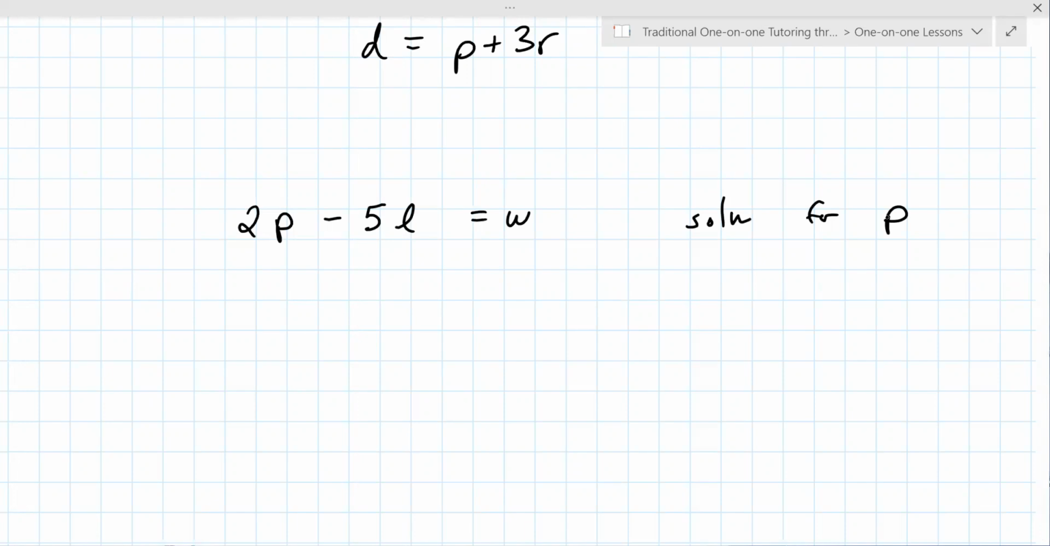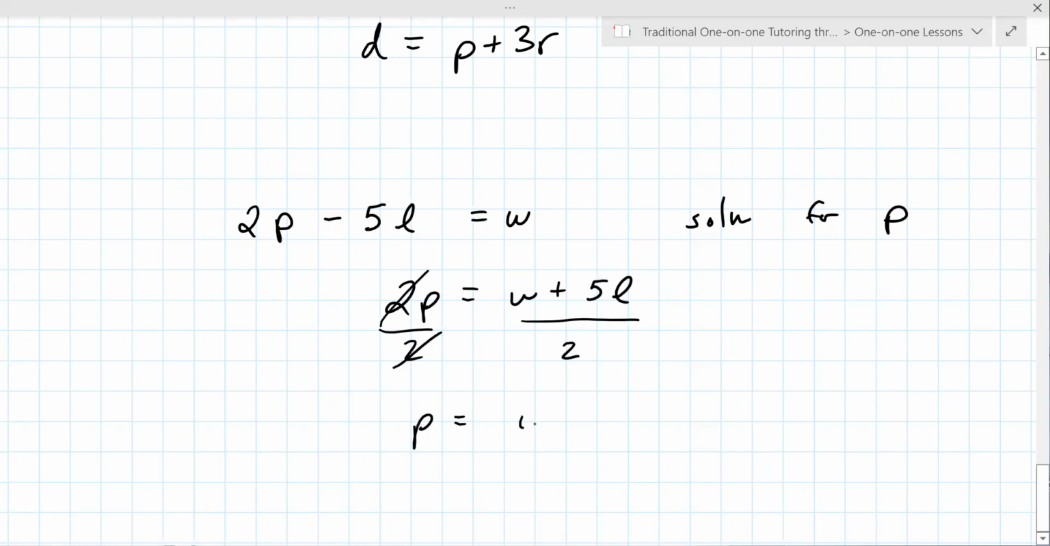So I got 2p equals w plus 5l. That's a good start. Is p by itself? Does it only have a p? So you've got this 2. What's the 2 doing? What's the math operation? I'm multiplying. So you undo it with division. P equals w plus 5l divided by 2.